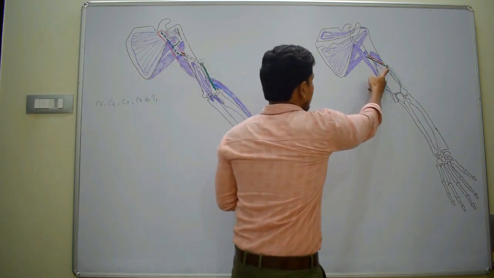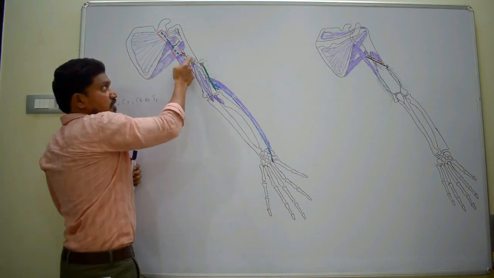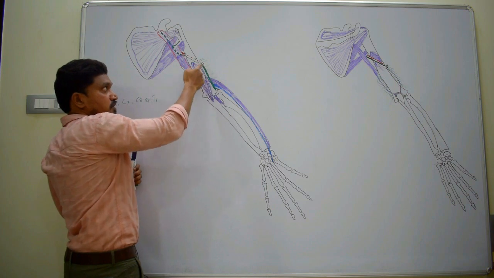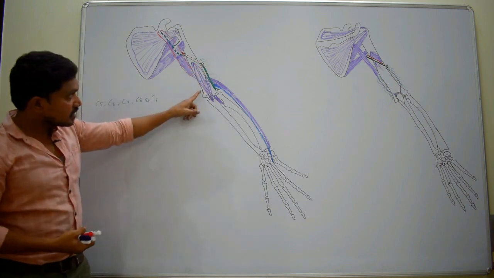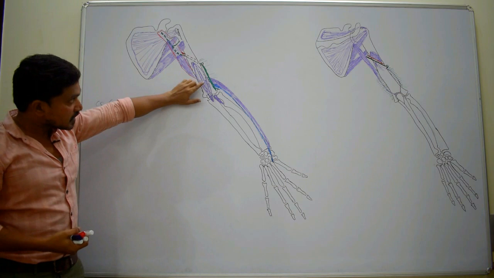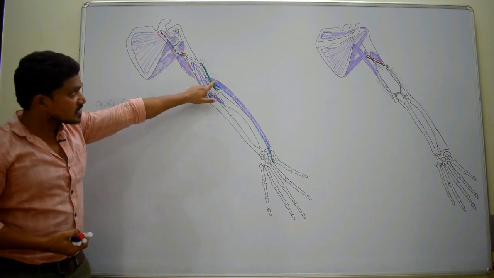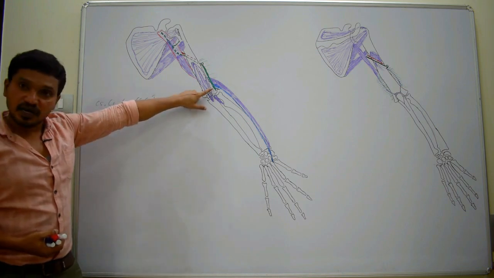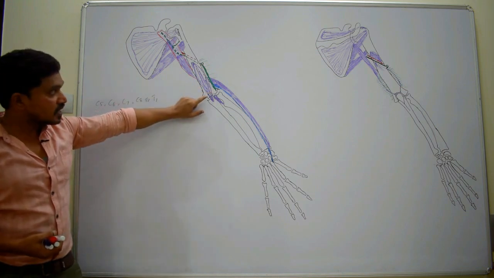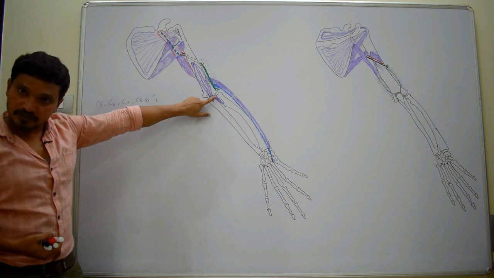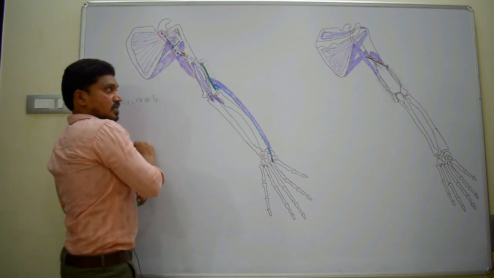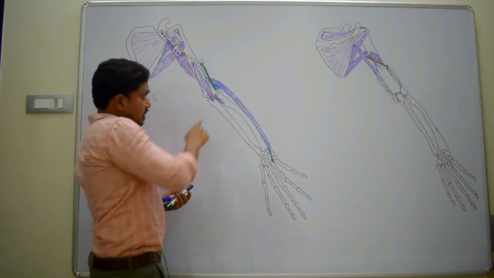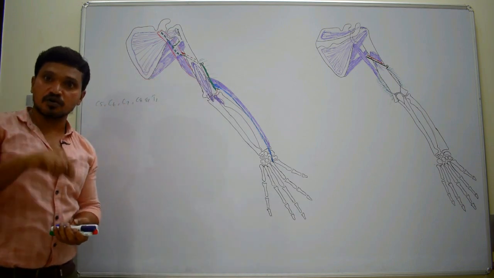That means from here we can see the course. First it was in the posterior aspect. Now it has pierced the lateral intermuscular septum. Then it appears in the anterior aspect, where it is present in between the brachialis medially, brachioradialis and extensor carpi radialis longus laterally. Then anterior to the lateral epicondyle, 1 centimeter lateral to the tendon of biceps, it will be divided into two branches. One is the superficial branch, another is the deep branch. Now we will see the superficial branch first, then we will go for the deep branch.